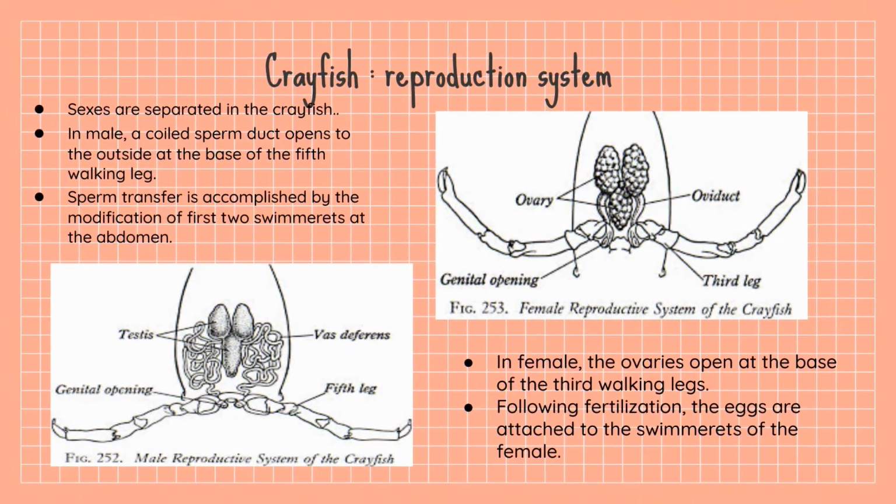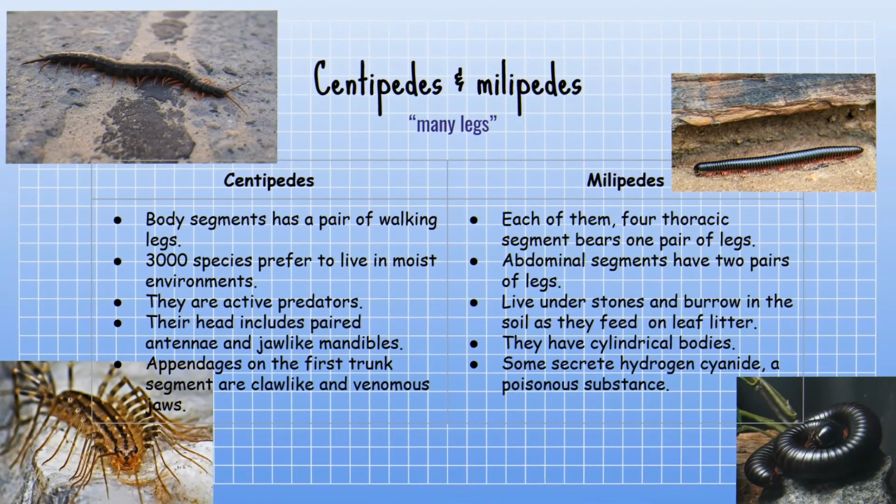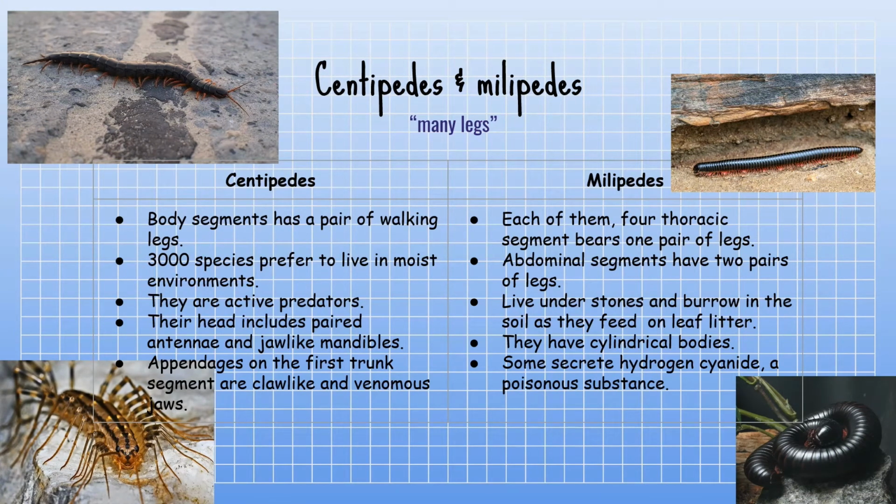Reproductive system of the crayfish. Sexes are separate in the crayfish. In males, a coiled sperm duct opens to the outside at the base of the fifth walking leg. Sperm transfer is accomplished by the modification of the first two swimmerets at the abdomen. In females, the ovaries open at the base of the third walking legs. Following fertilization, the eggs are attached to the swimmerets of the female. Let's go to centipedes and millipedes, which we know as the many-legged arthropods.